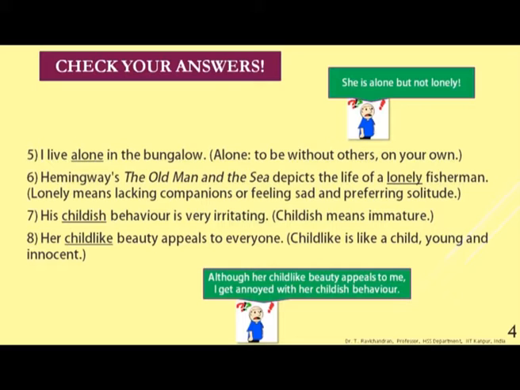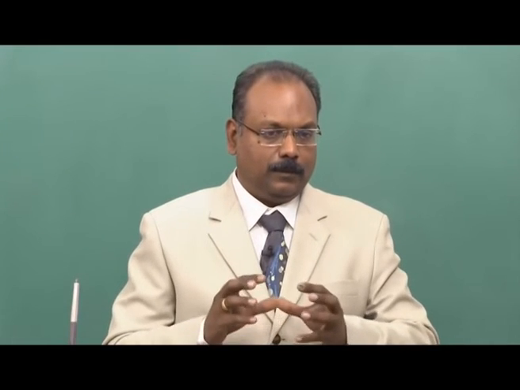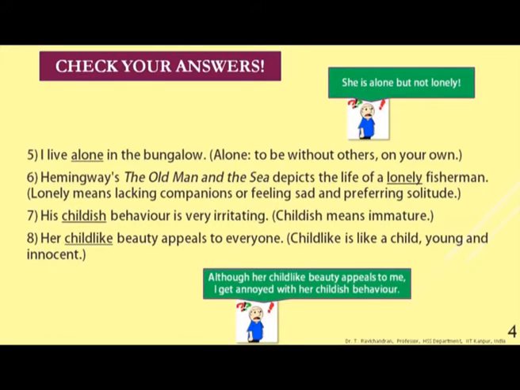The next pair is childish and childlike. Correct answer: childish behavior is very irritating. Childish here means immature or lacking maturity, whereas look at the next sentence, her childlike beauty appeals to everyone. Childlike is like a child, young and innocent. So, do not confuse the usage of these two words in alternate contexts.